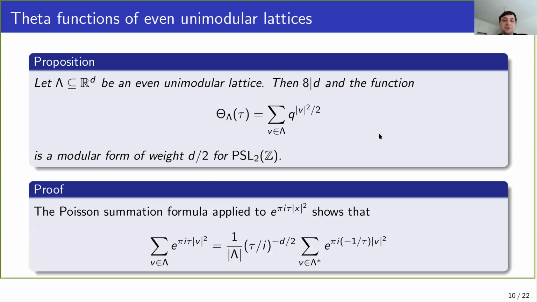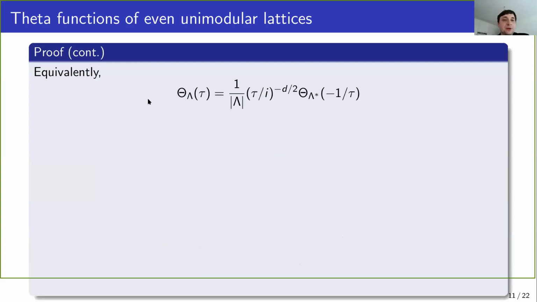Okay. So how does the proof work? It's the same with a slight difference. We apply the Poisson summation formula to the Gaussian, and then it gives us exactly this identity. If we rewrite what it means in terms of the theta functions we introduced, it becomes: the theta function of the original lattice at point tau is equal to the theta function of the dual lattice at point minus 1 over tau, with the automorphy factor, and weighted by 1 over the covolume of the lattice.